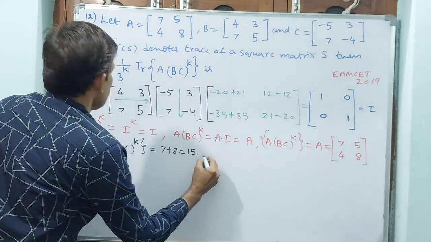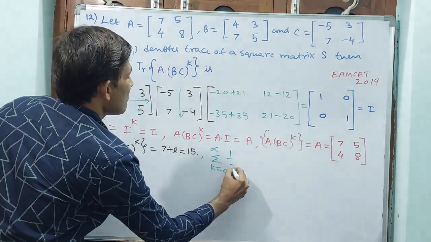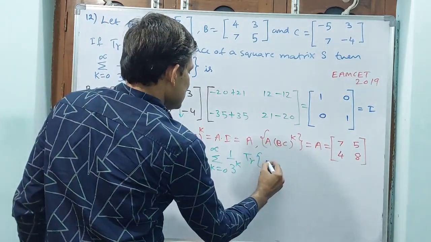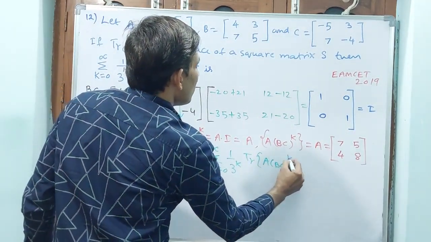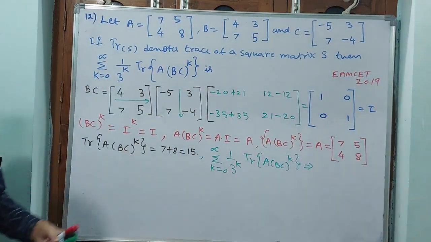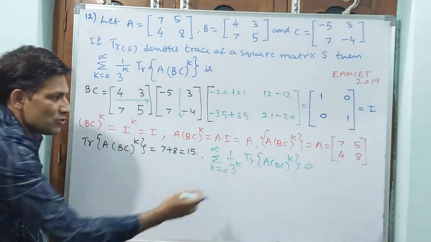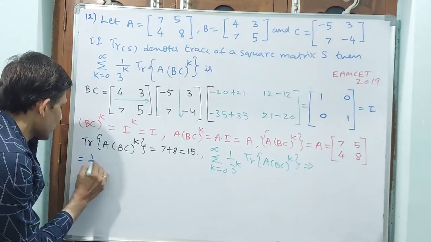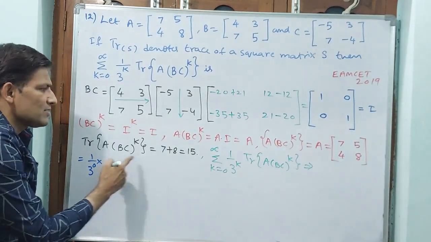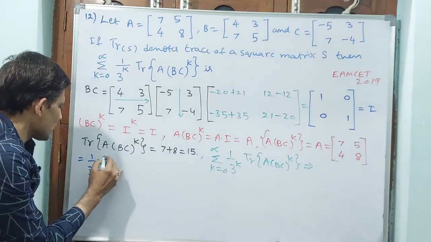Complete. Then what will be the sum over k equal to 0 to infinity of 1 by 3 power k into trace of this entire thing, ABC whole power k. I have kept it because I have to write a series. First I will take k as 0, which means 3 power 0. You see what I am writing? 1 by 3 power 0 into trace of ABC whole power k, which is constant. 15, 15, 15 only will come. That is not going to change.